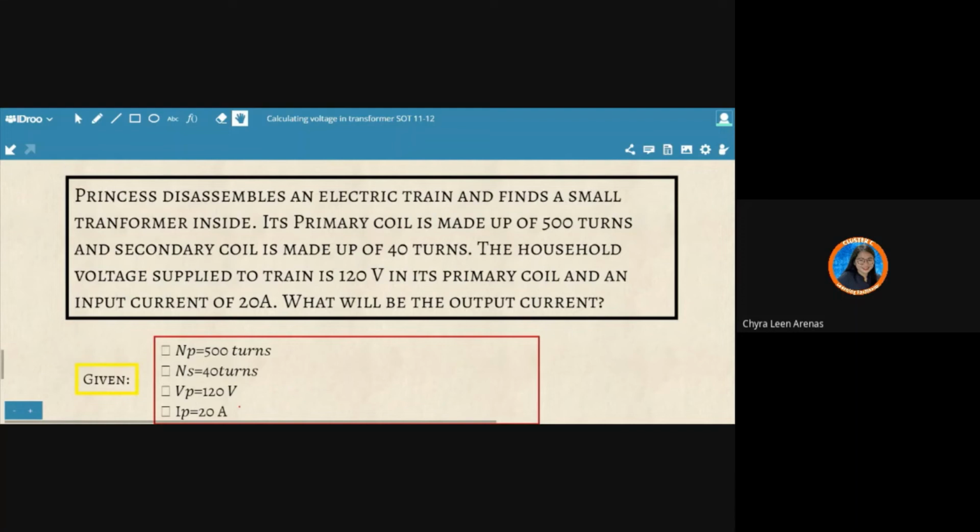Kidding aside. Next, its primary coil is made up of 500 turns. And the secondary coil is made up of 40 turns.